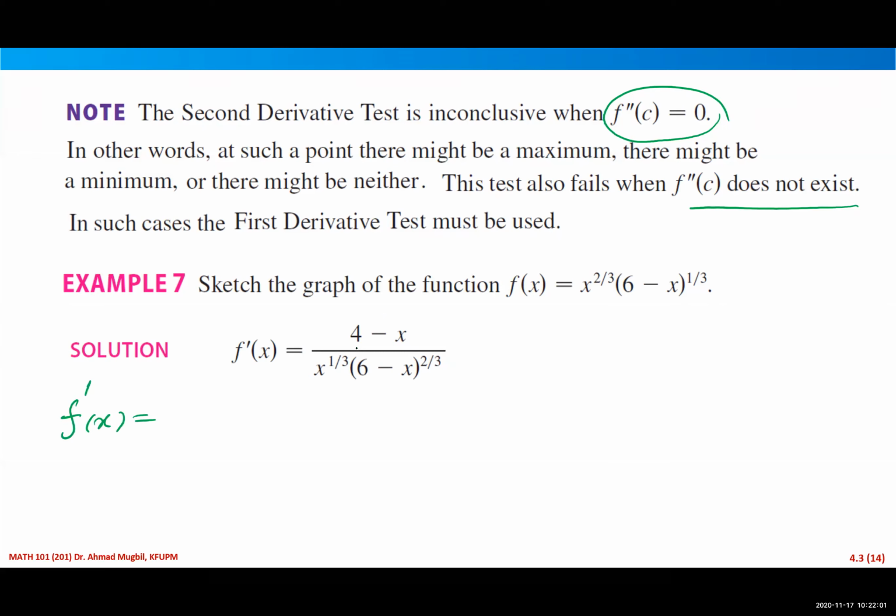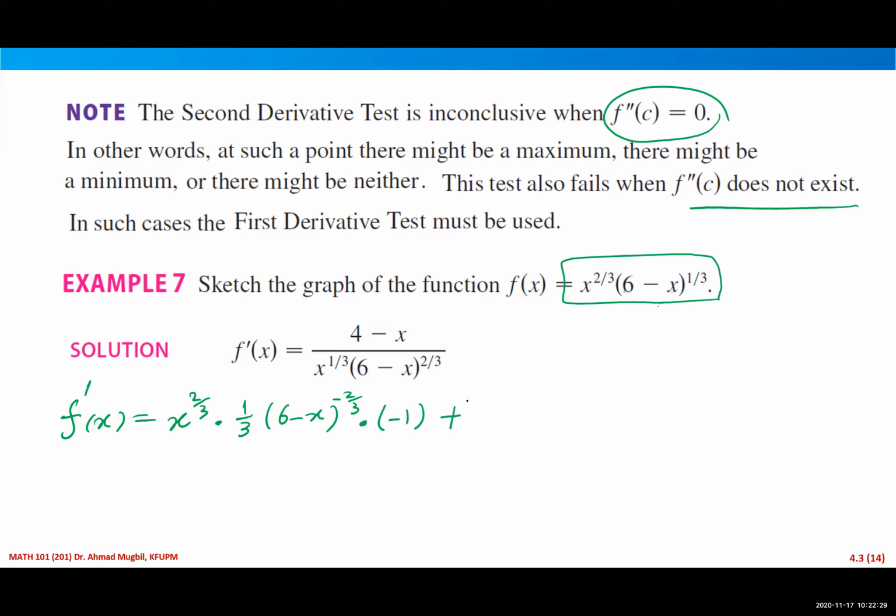The first derivative, how to find it for this function? You will use what? Product rule. So it will be the first one times the derivative of the second. The derivative of the second, what is it? It is negative third times 6 minus x to the power negative 2 over 3, multiplied by the derivative of the inside function by the chain rule, so multiplied by negative 1. Plus, this is the first times the derivative of the second. Look, this is the derivative of the second, ya shabab.